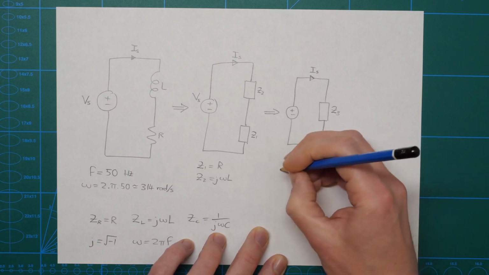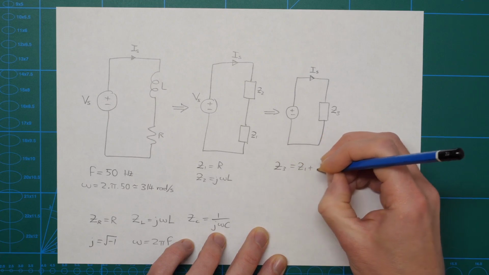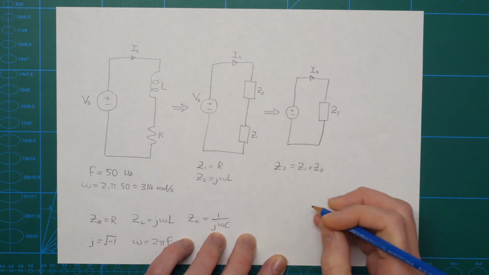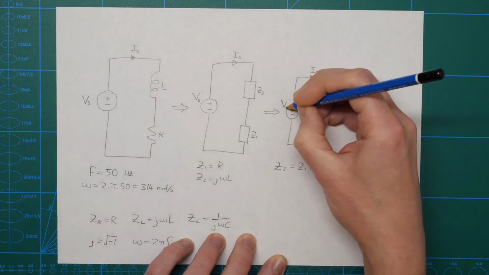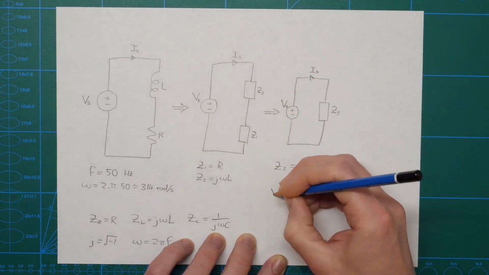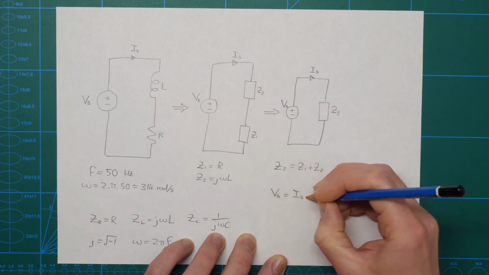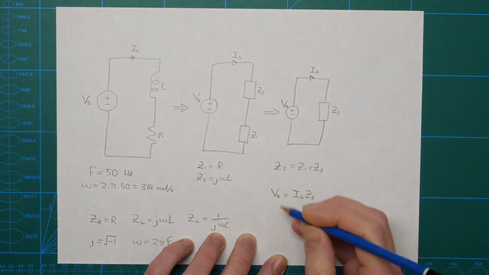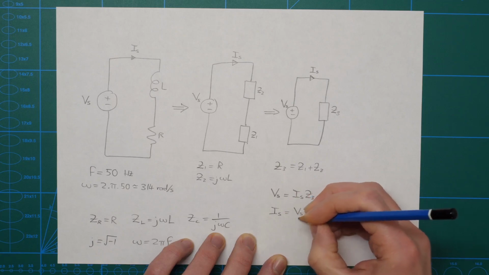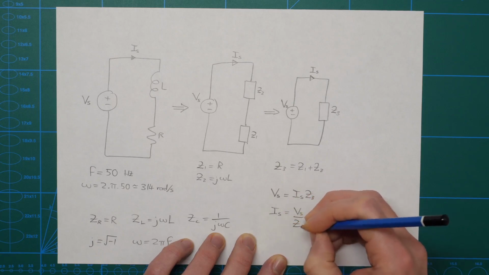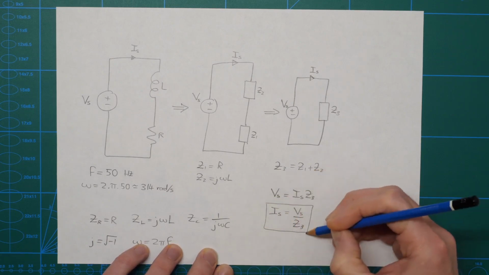Z3 is just the sum of Z1 and Z2, because they're in series. And we can calculate IS then just using Ohm's law. So there's our voltage phasor VS. Ohm's law here would be VS is equal to IS times the total impedance, which is Z3. But if I rearrange this, I get IS is equal to VS divided by Z3. So that's how we're going to calculate IS.